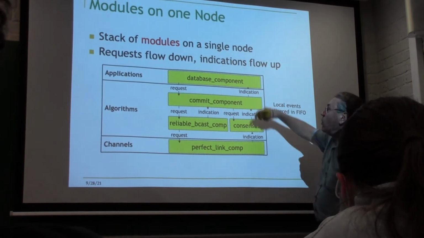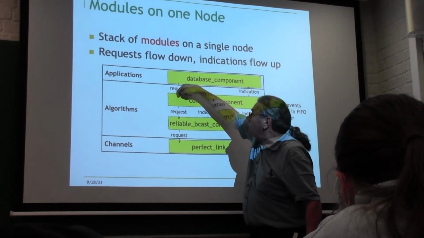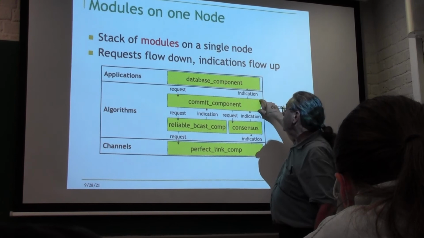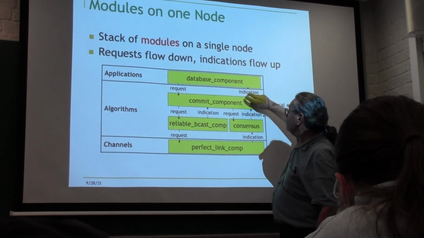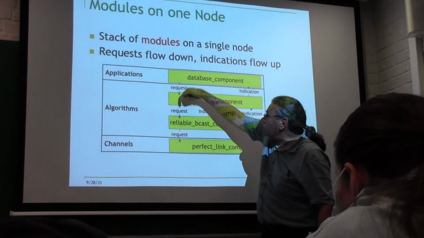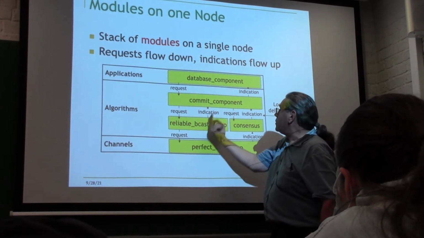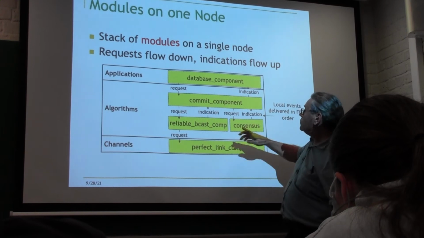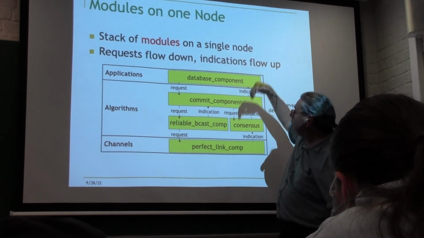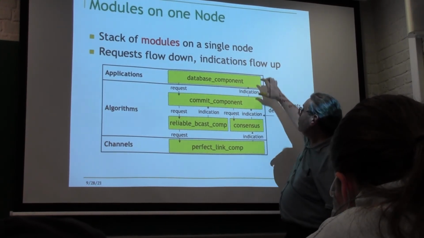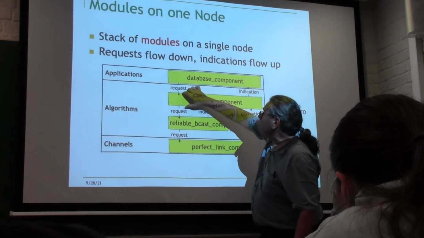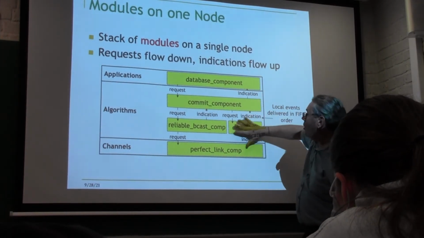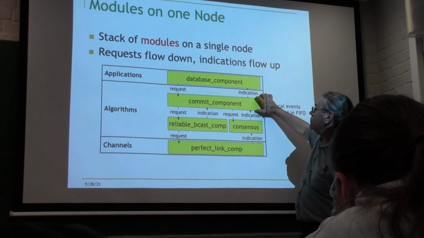So I want to do a database operation. I send a request down to this component, and the code starts running internally. Maybe it sends other messages down. Indications come up. It can send requests down. Indications come up. So messages are flowing up and down. But from the viewpoint of the database, I only see this thing. All these components are underneath the commit.